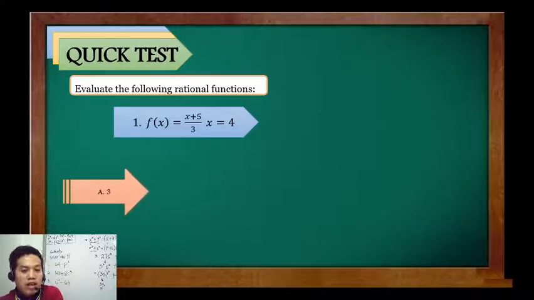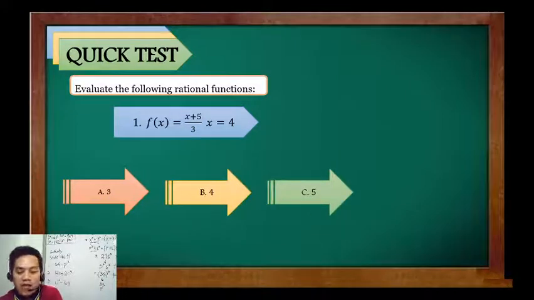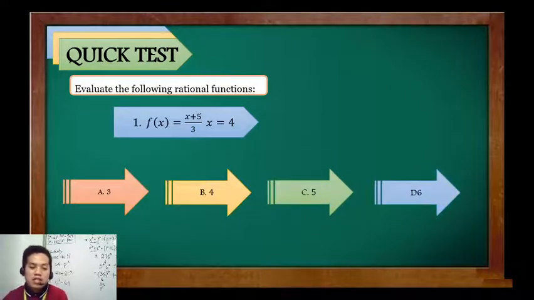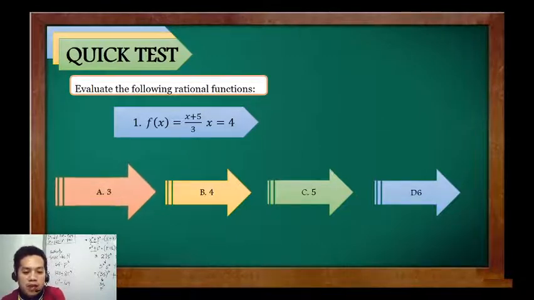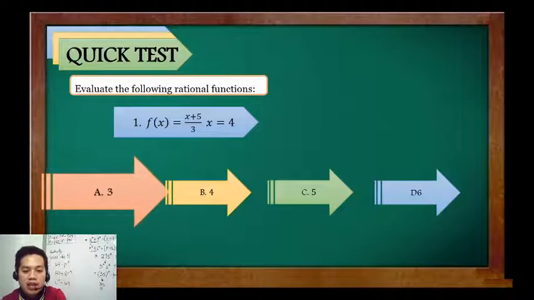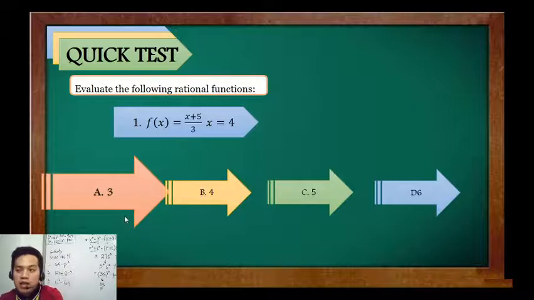Okay, letter A, 3. Letter B, 4. Letter C, 5. Letter D, 6. Okay, A, B, C, or D. Okay, time is up. The correct answer is letter A, 3. Ato lang gibuhat, just substitute the value of x, which is 4. So 4, substitute sa atong numerator, value sa atong x. So, 4 plus 5 is equal to 9. 9 divided by 3 is 3.